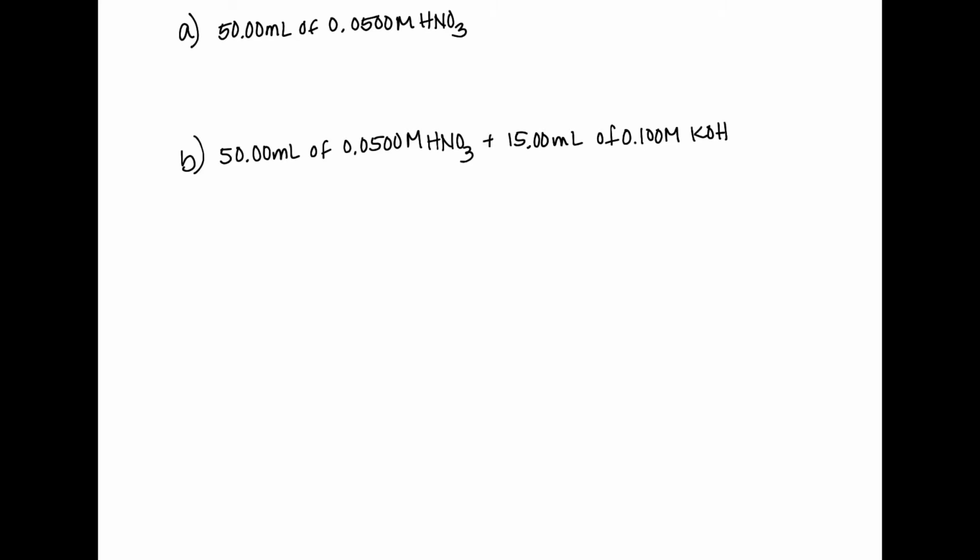For point A, that is just the nitric acid concentration. And since we know that it's a strong acid, the hydrogen ion concentration is going to be equal to the concentration of that strong acid. And so the pH is just going to be the negative log of 0.0500. And so that's going to be a pH of 1.300. All right, so we got part A done.